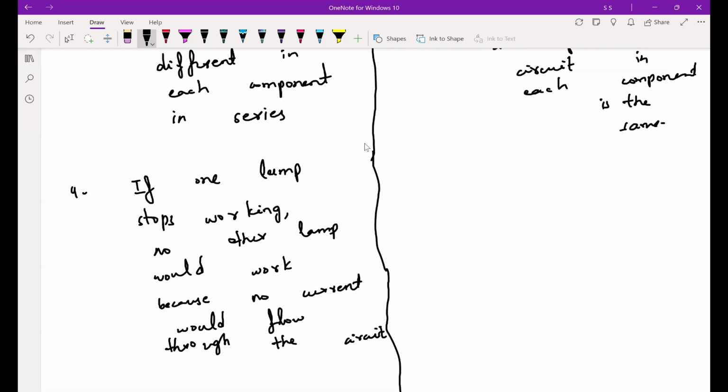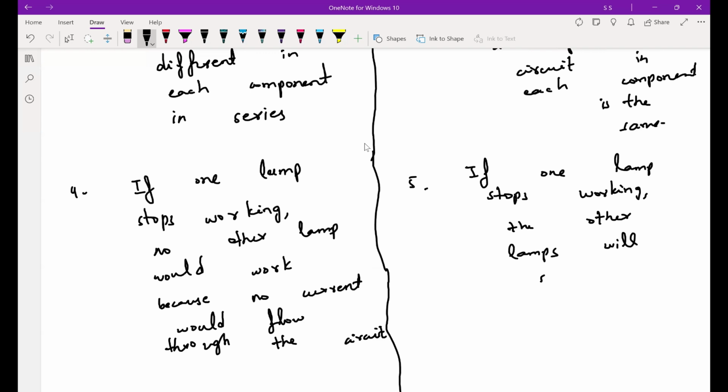But if you talk about a parallel circuit, if one lamp stops working, the other lamps will still work.